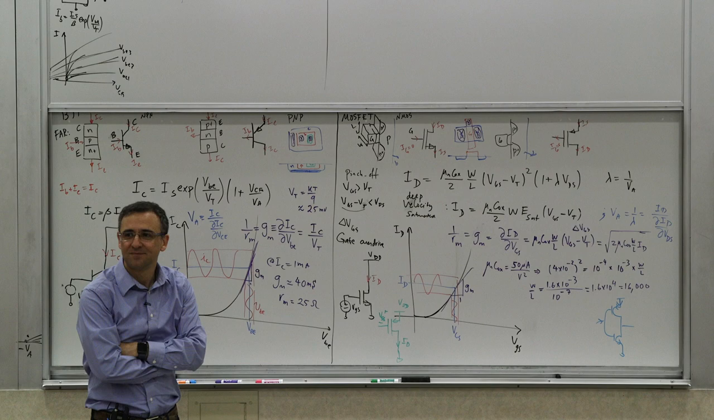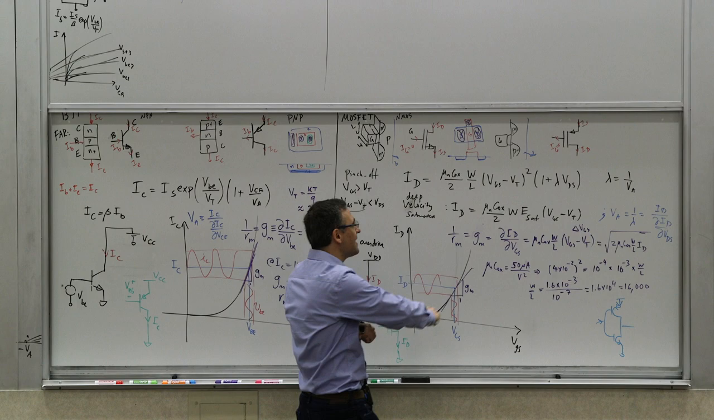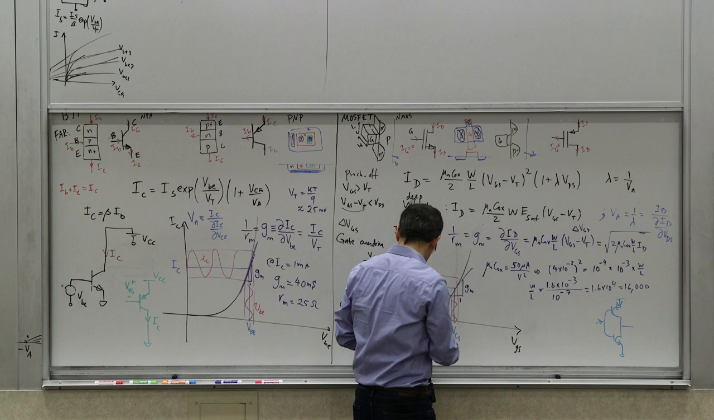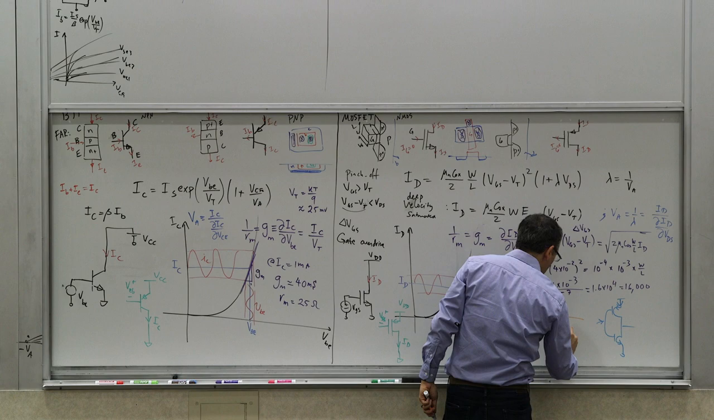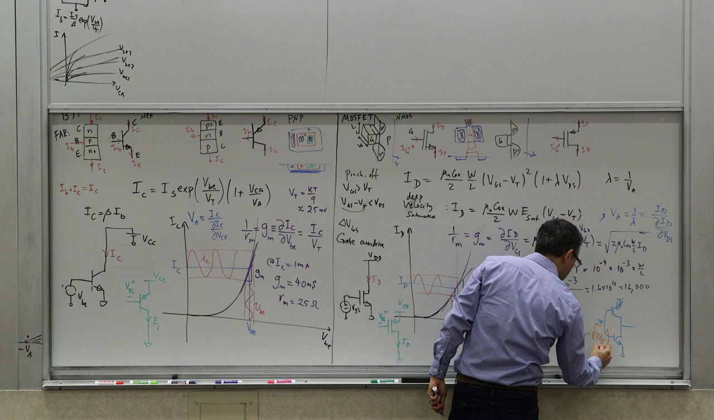In the threshold voltage, exactly, right? This, remember, was a function of VSB. What was the functionality? If I write it here, for example, you remember V threshold was VT0 plus gamma times the square root of 2 phi F plus VSB, minus the square root of 2 phi F. So the threshold does depend on the source-bulk voltage.